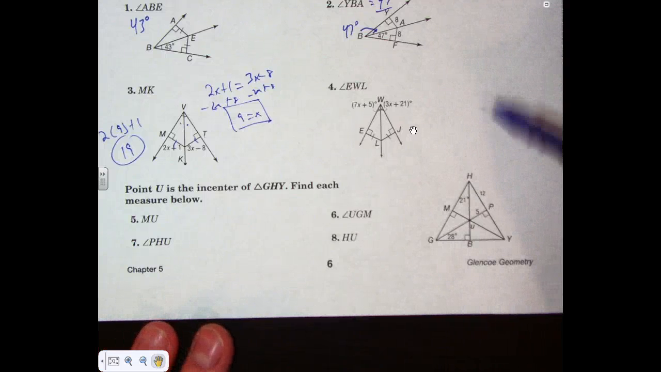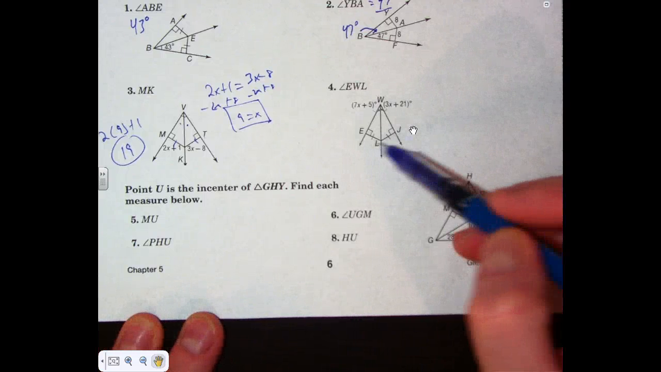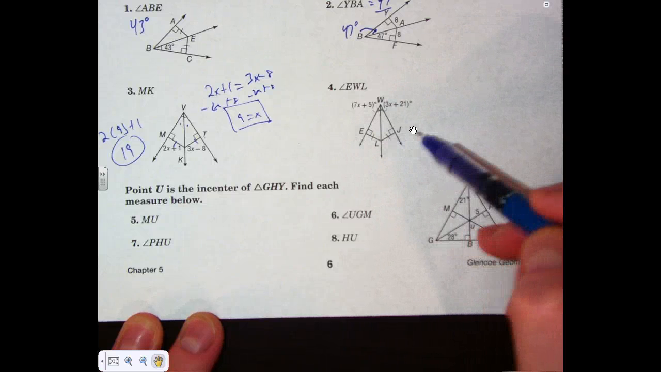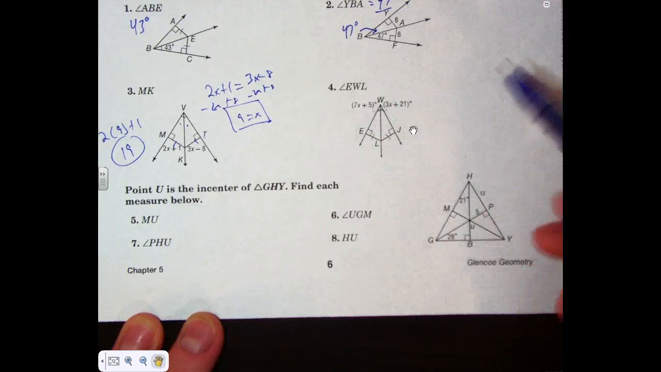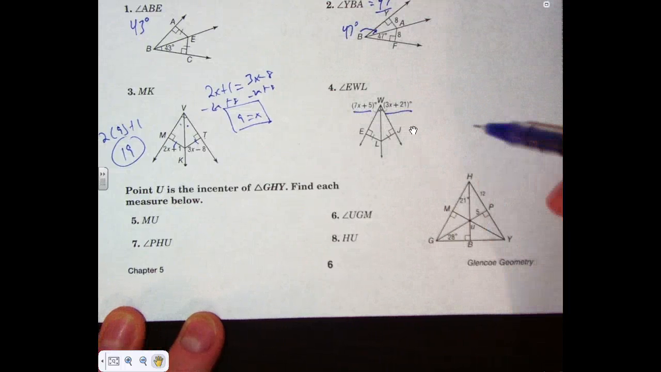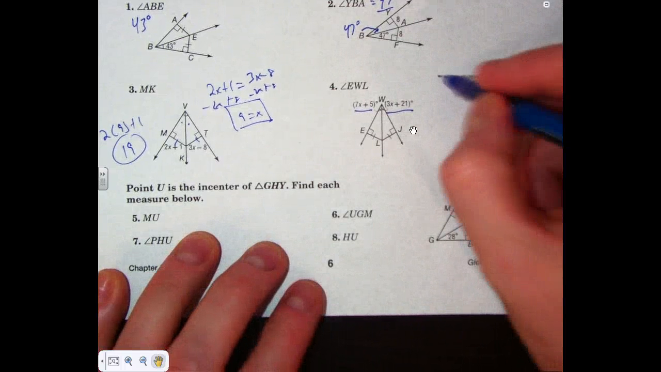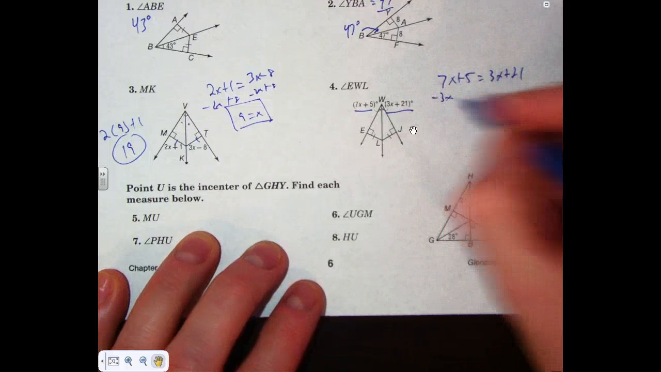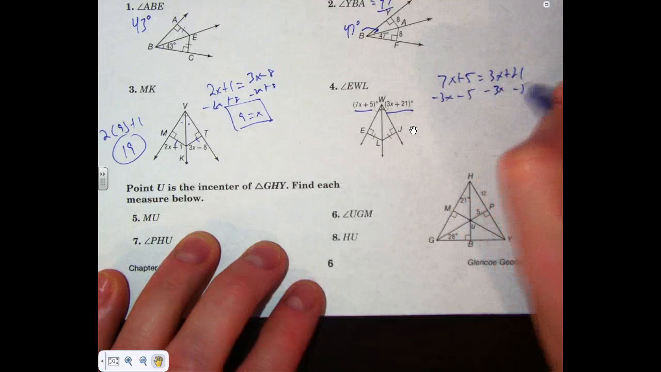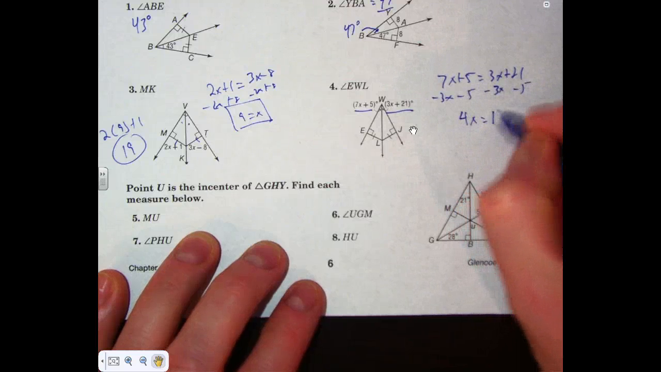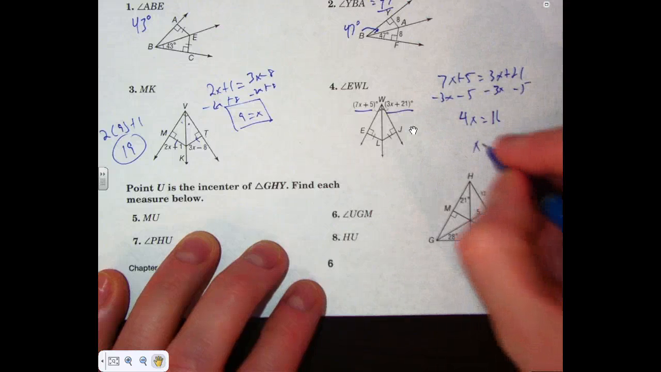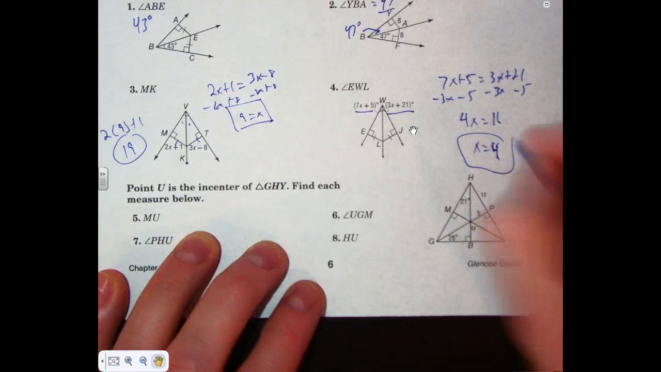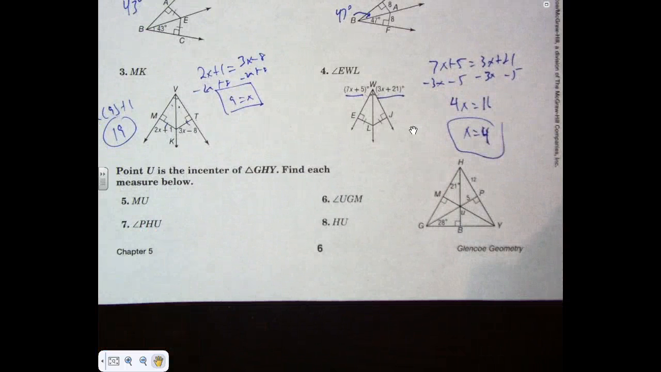And then for number 4, similarly, just again using the converse instead, this point L is equidistant from the two sides of the angle, again that perpendicular distance. And so now that means that the two angles have to be congruent to each other because it must have been bisected. So 7x plus 5 equals 3x plus 21. Subtract 3x, subtract 5. 4x is 16, divide by 4, x equals 4.